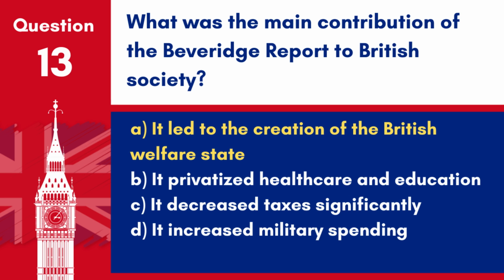Answer: A. It led to the creation of the British welfare state. The Beveridge Report, published in 1942, outlined plans for widespread social insurance and was instrumental in the establishment of the welfare state in post-war Britain.